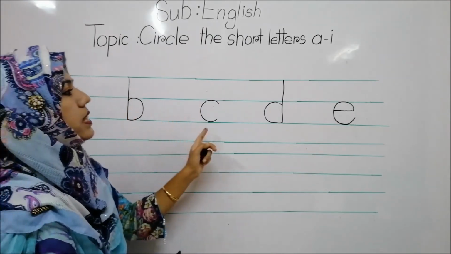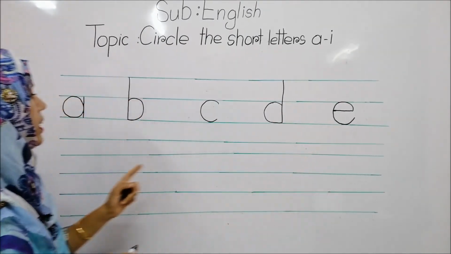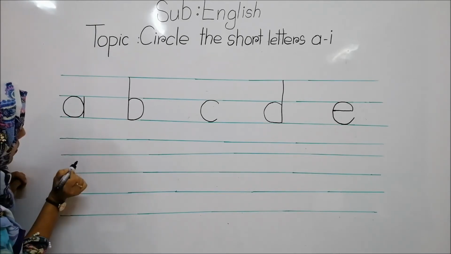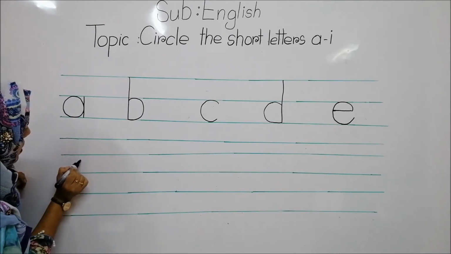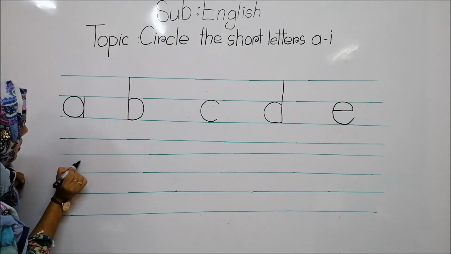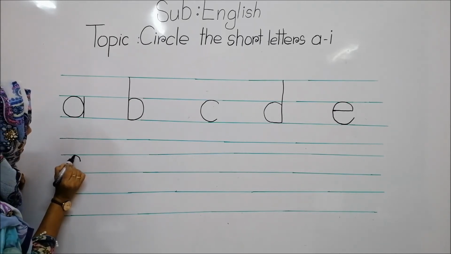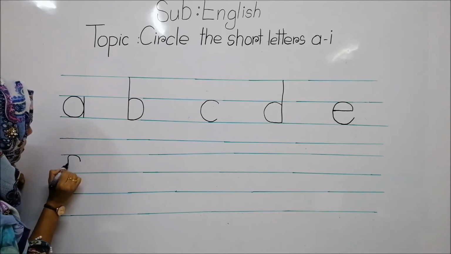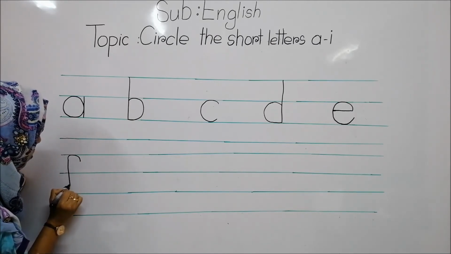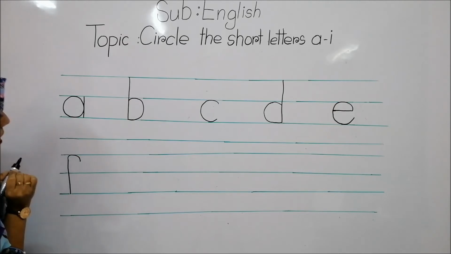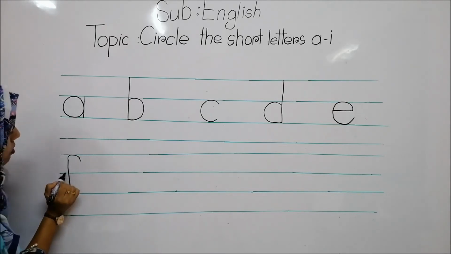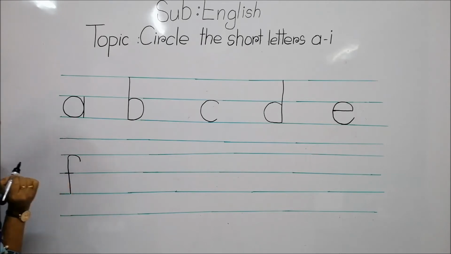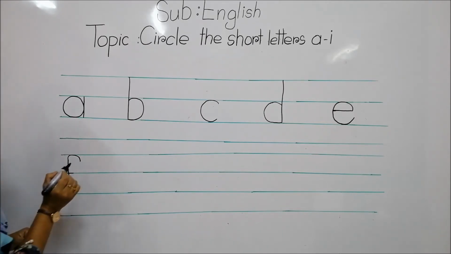A, B, C, D, E, then letter F. I will start from first line, right? Okay. At first, half circle. Then what? Standing stick. It will go down and touch the third line, right? Now, sleeping stick. This is letter F.